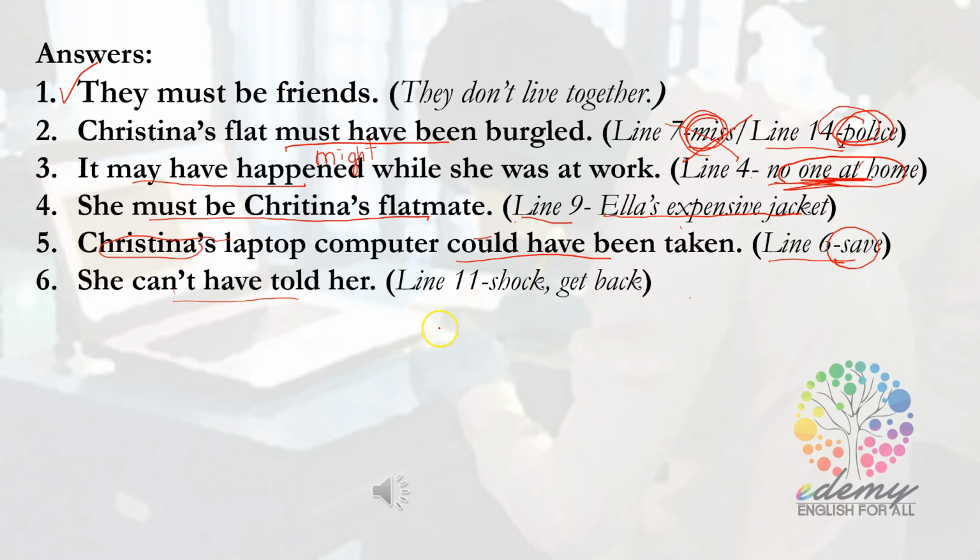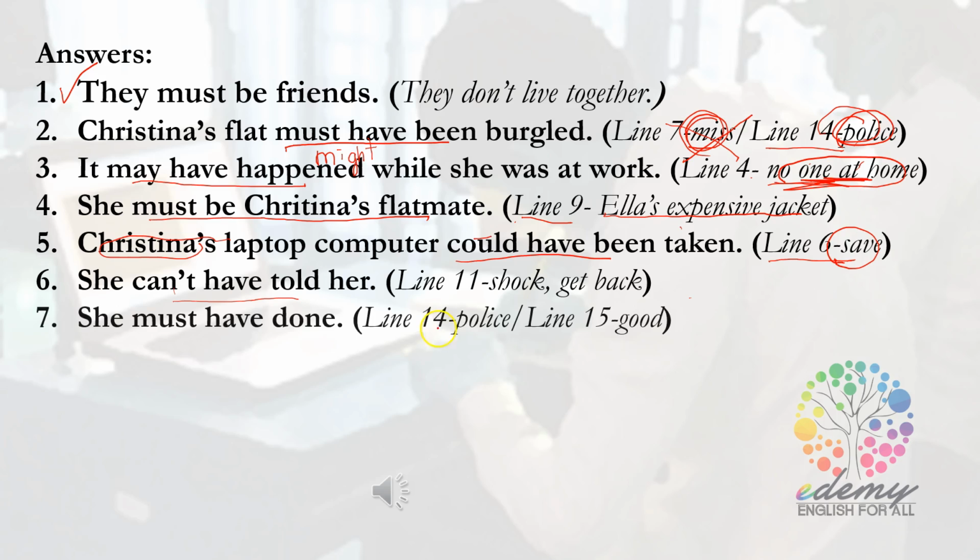We move on to question 7. Has she called the police? We have two choices. She can have done and she must have done. The answer is she must have done. So why do we use must have done? You look at line number 14. Rachel mentioned, have you called the police? So the clue word is police.